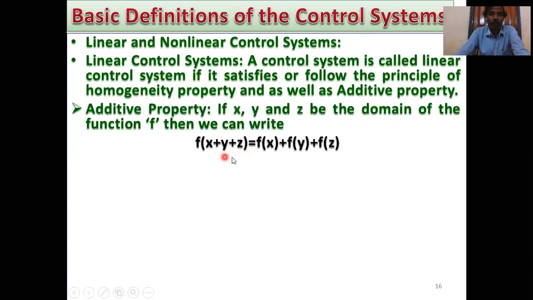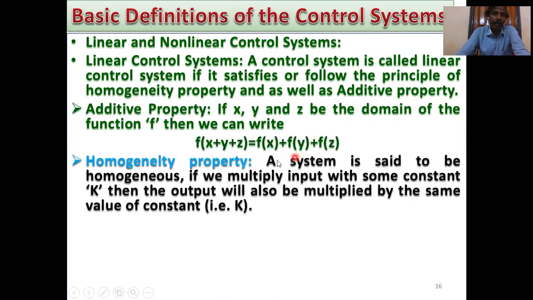f(x + y + z) equals f(x) + f(y) + f(z). And what is the homogeneity property? A system is said to be homogeneous if we multiply the input by some constant k, then the output will also be multiplied by the same value of the constant, that is k.